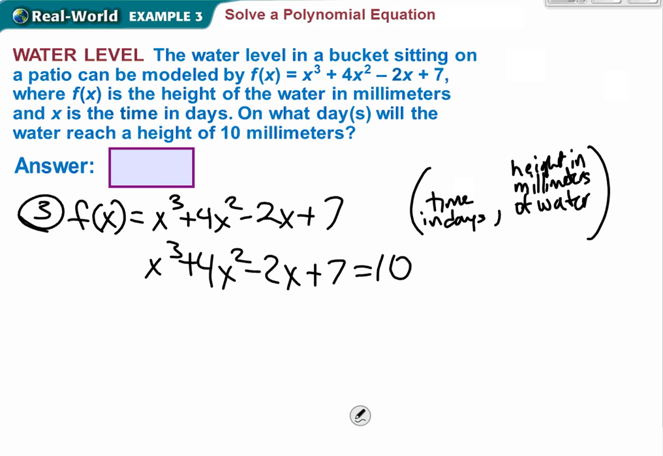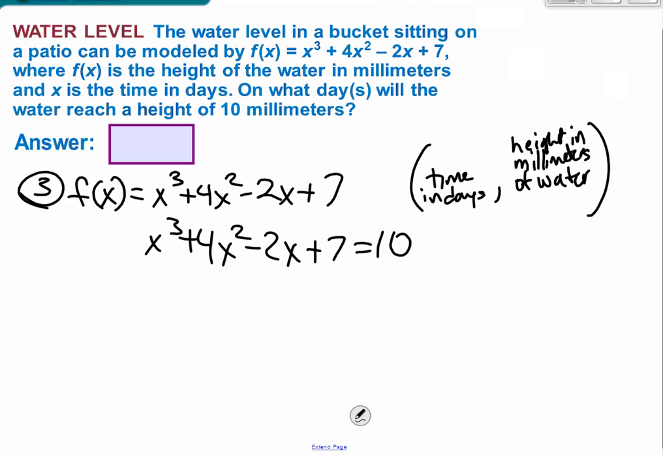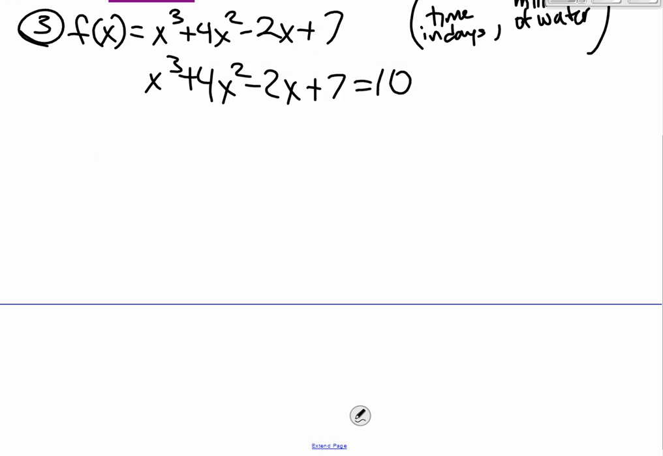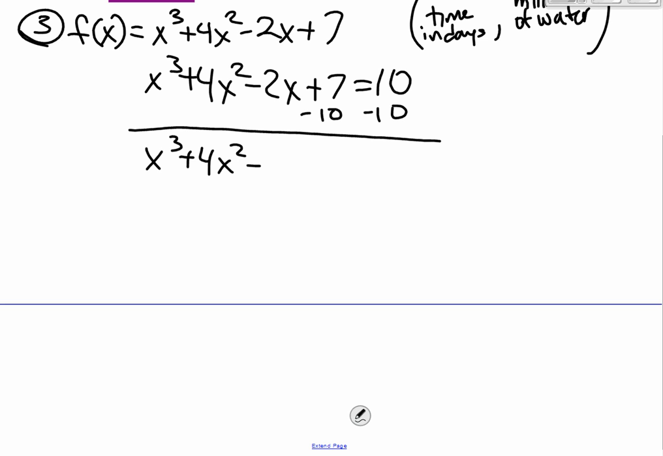And now I'm gonna treat this like the problems that we've been doing. And so I'm gonna get one side equal to 0, and then I'm gonna find the zeros, p over q, all of my choices, and then synthetic division to kind of find what works. So I'll subtract 10 from each side, and I get x to the third plus 4x squared minus 2x minus 3 equals 0.